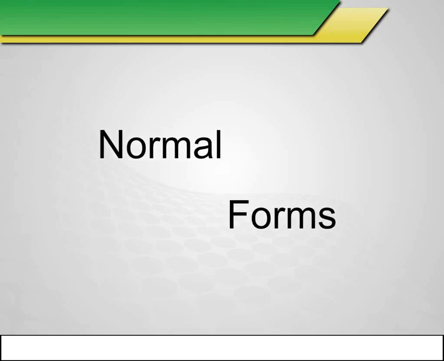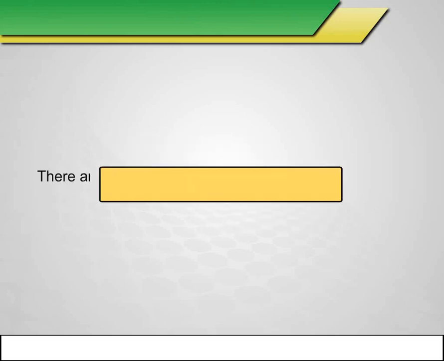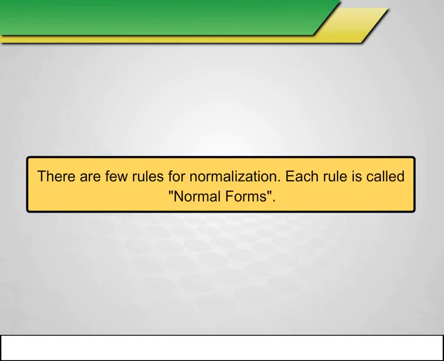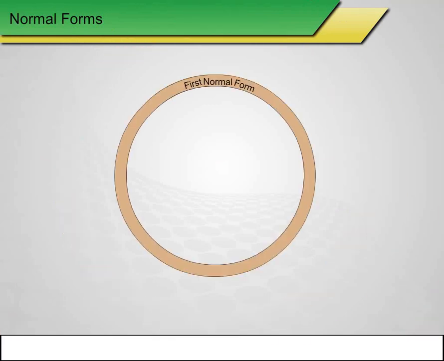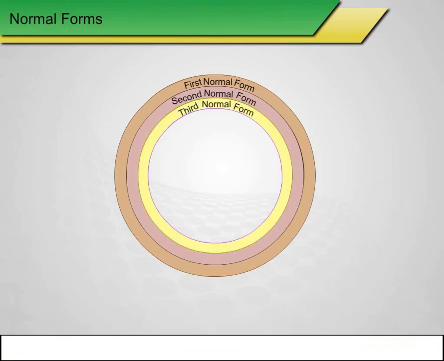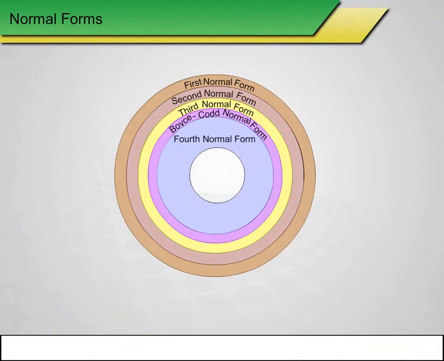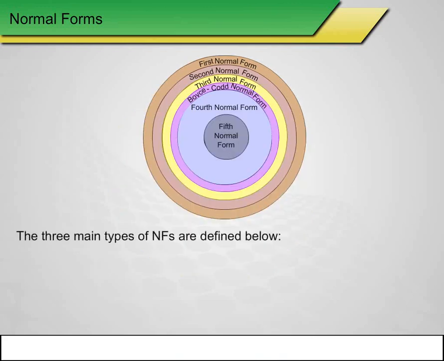Normal forms. There are a few rules for normalization. Each rule is called a normal form. There are different types of normal forms available in the database: first normal form, second normal form, third normal form, Boyce-Codd normal form, fourth normal form, fifth normal form. The three main types of normal forms are defined below.